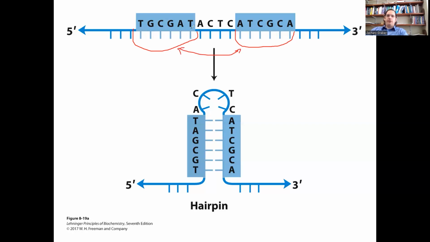So this would be a palindromic sequence here. We have this sequence, which would be repeated on the alternate strand right here, again meaning that our complementary sequence is right here in the same strand. So these can pair up together and form a helical structure through the base pairing in the same strand.